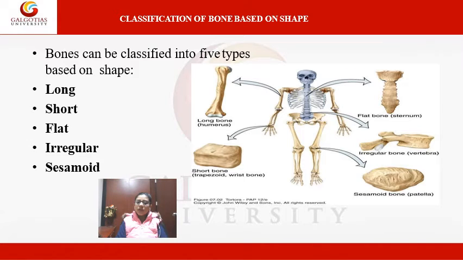Next come down to the irregular bone. You can see the vertebra. Vertebra is an irregular type of bone. Here you can see sesamoid bone. The patella is a sesamoid bone. And at the right of your hand you will see the wrist bones, known as carpals. Only one type of wrist bone, the trapezoid, not all carpal bones, is a short bone.